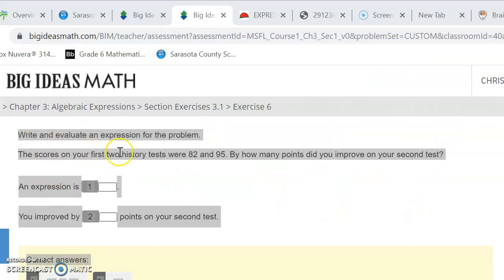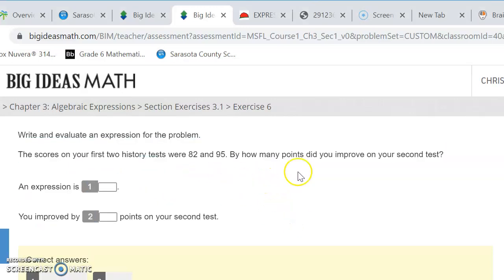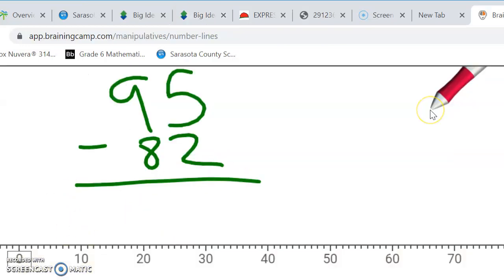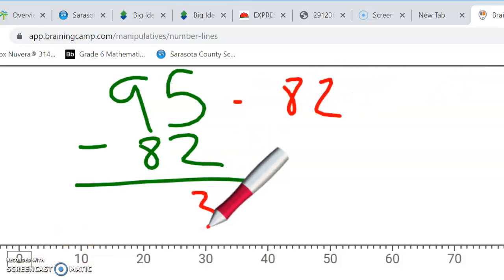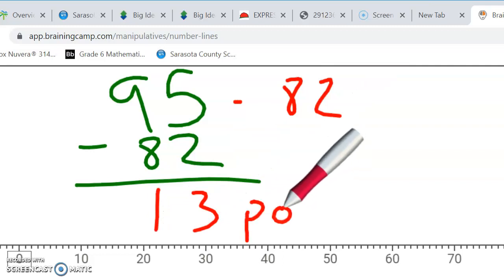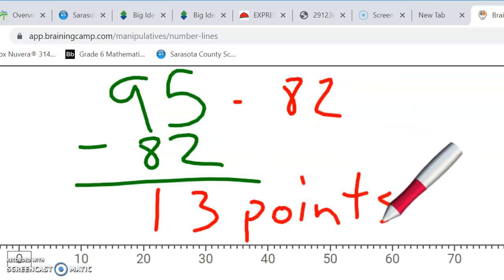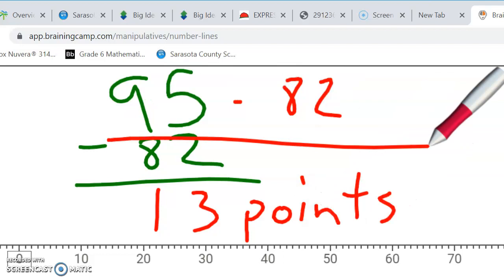And again, every time they're asking us to write and evaluate an expression, all you're doing is writing down your numbers. You score on your first 2 tests 82 and 95. By how many points did you improve on your test? So if they're asking you for an expression, how do you figure that out? Well, you take the biggest number and you subtract it from the smallest number. So 95 take away 82, we can write it either way, is going to give us 13. So the difference in points is 13 points, and our expression is 95 minus 82.